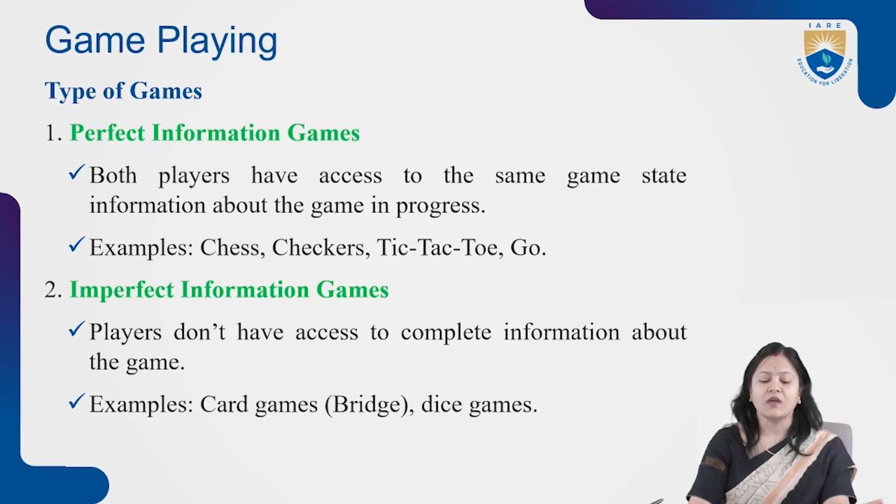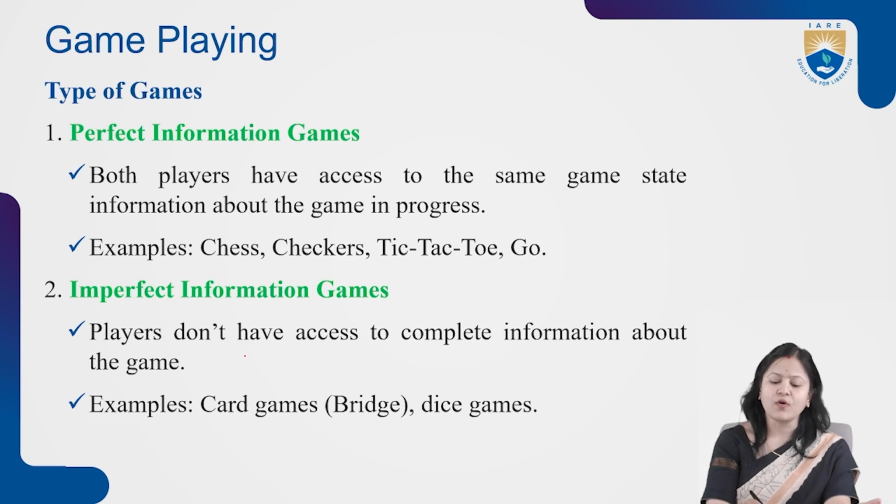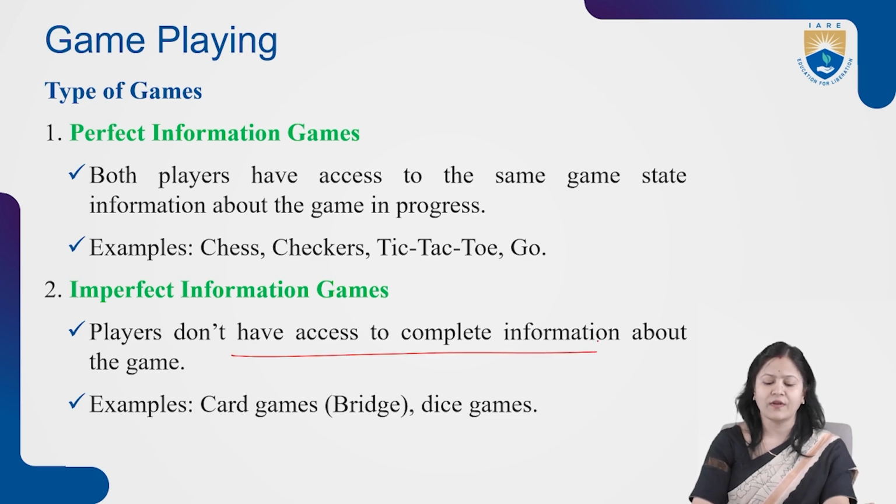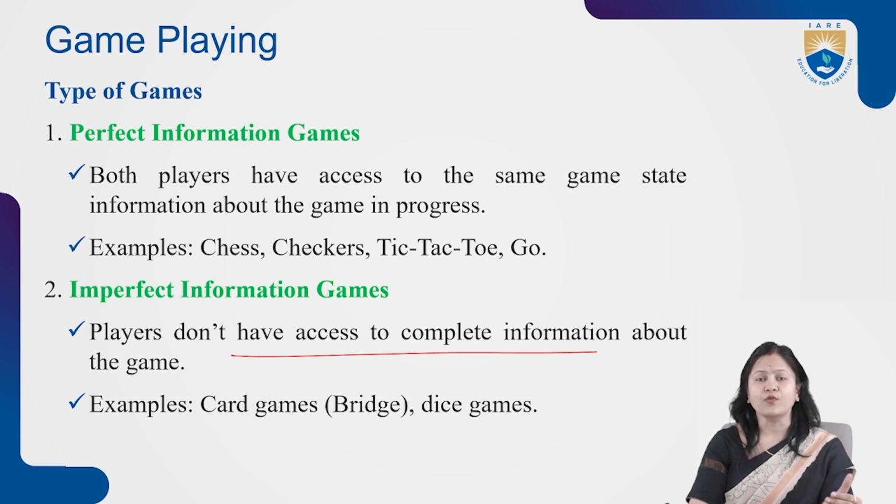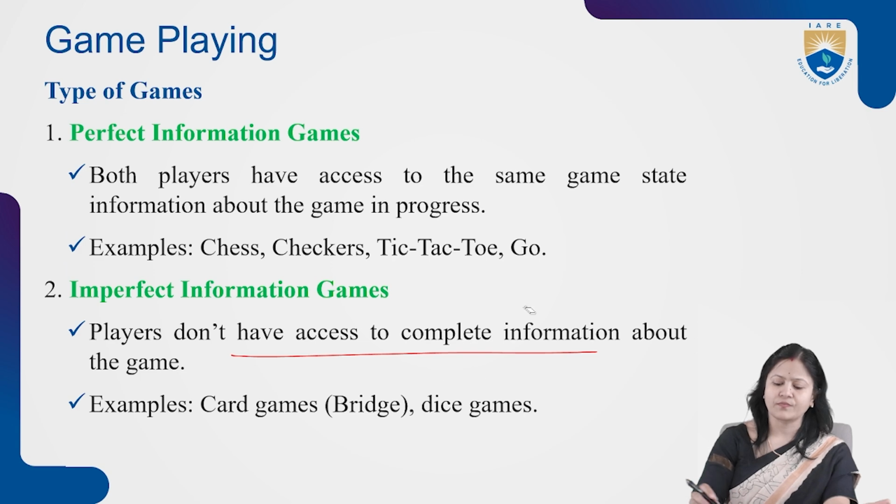Whereas in the case of an imperfect information game, information is not shared, or the player does not have the complete information about the game. For example, a card game. One person will have some knowledge, the second person will have some knowledge, but neither person has knowledge about the opponent's side. In that case, it is called an imperfect information game. Even a dice game is an example.